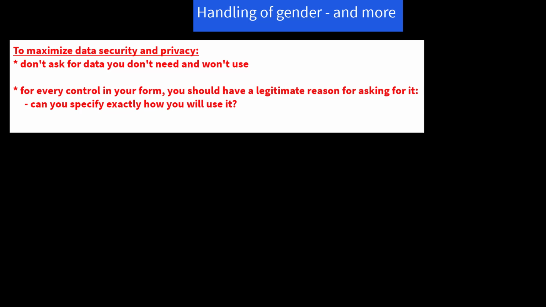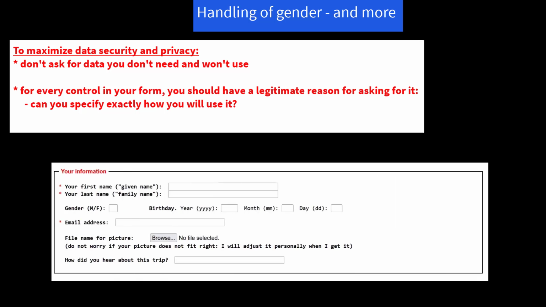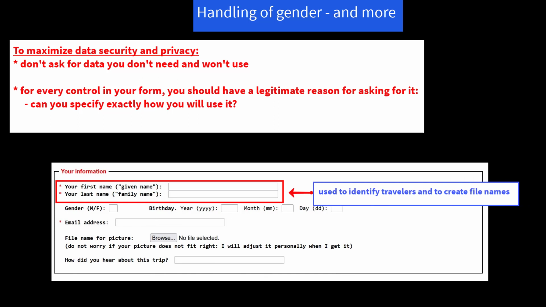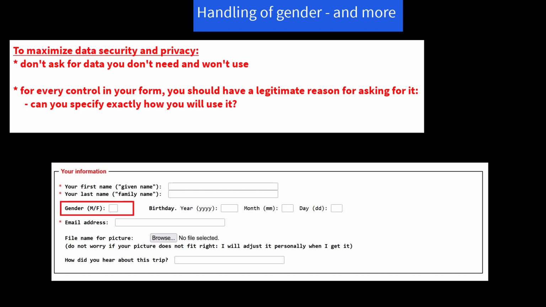It only seems fair that instead of just telling you to do something, I should demonstrate how I do it in a particular circumstance. So here goes. First part of our form, first name and last name are required. We need a way to identify our travelers and to create our file names. Gender is optional, but if specified, we only allow uppercase M and uppercase F. In most cases, it's not necessary.